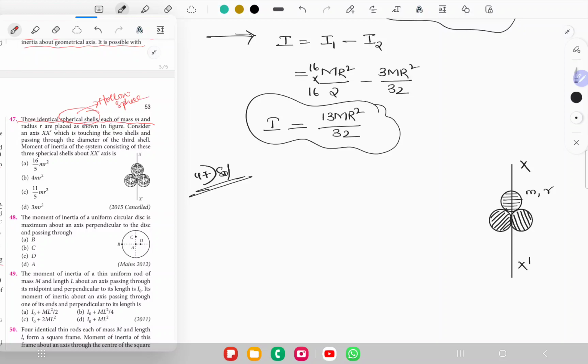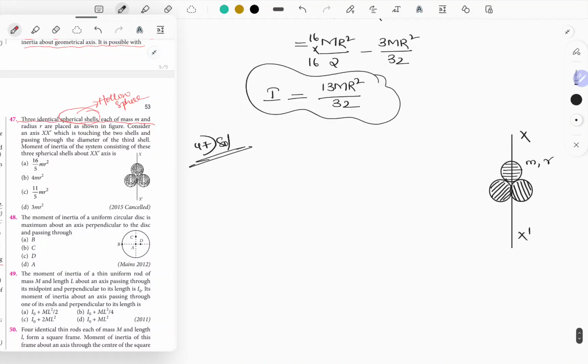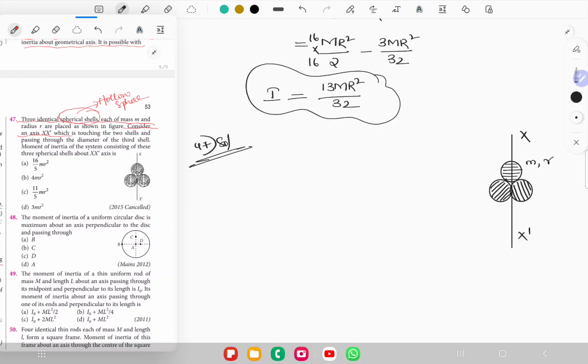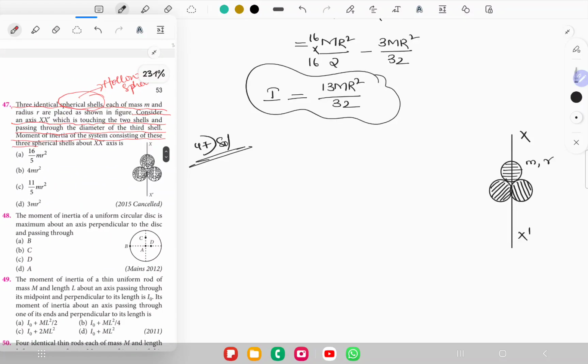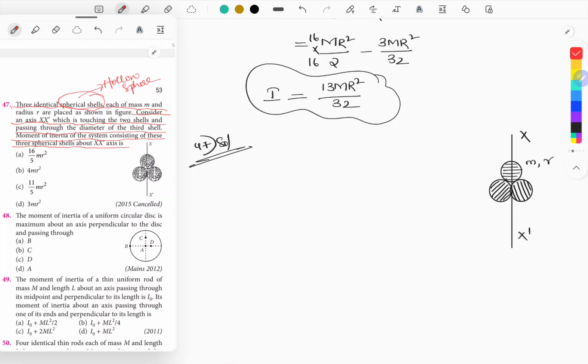So what's the moment of inertia of a hollow sphere? 2 by 3 m r square. Just remember that. Now consider an axis x dash which is touching two shells and passing through the diameter of the third shell. The moment of inertia of the system consisting of these three spherical shells about x dash is required. The axis is passing through the diameter of one of the shells, but it is touching two shells. It is tangent to them. Then how to find the moment of inertia?